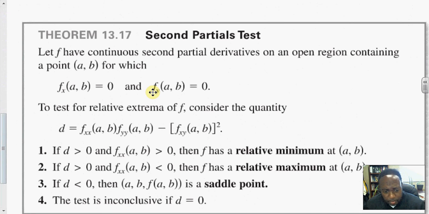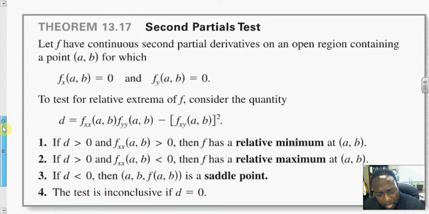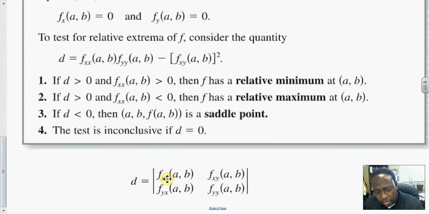There are 4 of those, and you construct the determinant of the 2 by 2 matrix which consists of the second partial derivatives. If that determinant D is positive, and if the second partial of f with respect to x is positive, and it could also be the second partial of f with respect to y, then it is said to have a relative minimum. If the second partial is positive, that means that the concavity is upward, and so you have a minimum.